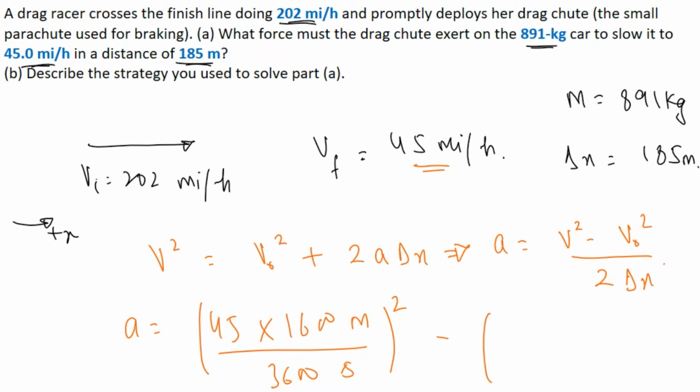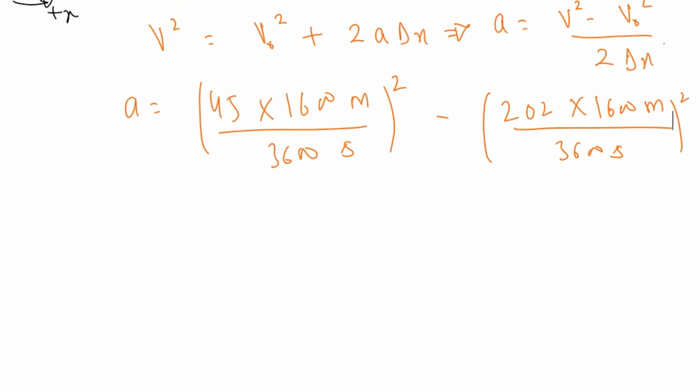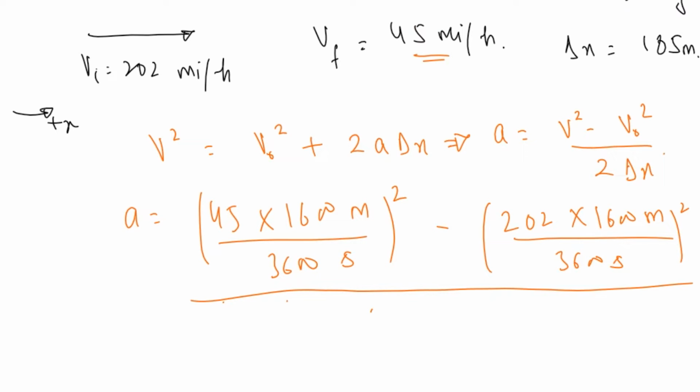Similarly here this would be 202 times 1600 meters divided by 3600 seconds and its whole square, and this whole thing divided by 2 times delta x. So delta x we have 185. Now you can solve it for a, and the value of acceleration comes out to be negative 20.94 meters per second squared. So this is the acceleration.